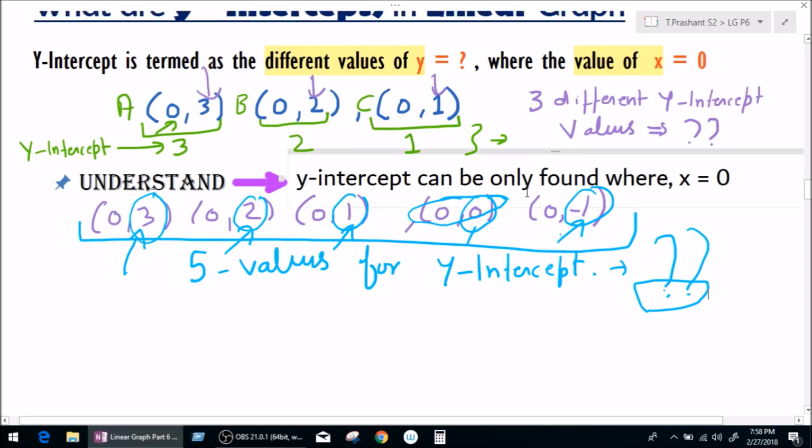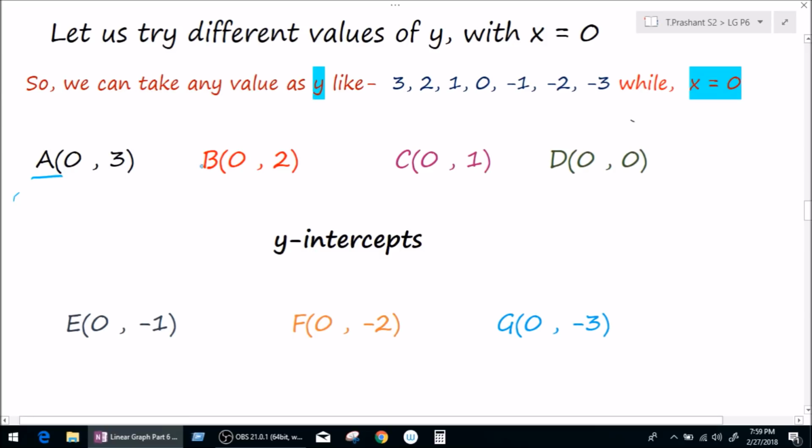Let's see how it works. As we can see, there's coordinate A, coordinate B, coordinate C, D, E, F, and G. What do all these coordinates tell you? Every coordinate right here tells you that it has its own value for y-intercept. It means we have 7 different values for y-intercept on the graph, because all these coordinates have a different value of y. So all these coordinates are basically 7 points on the graph which represent different values for y-intercept.